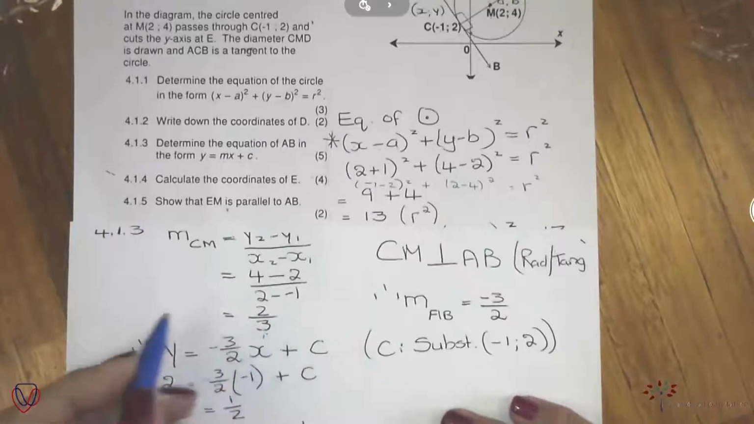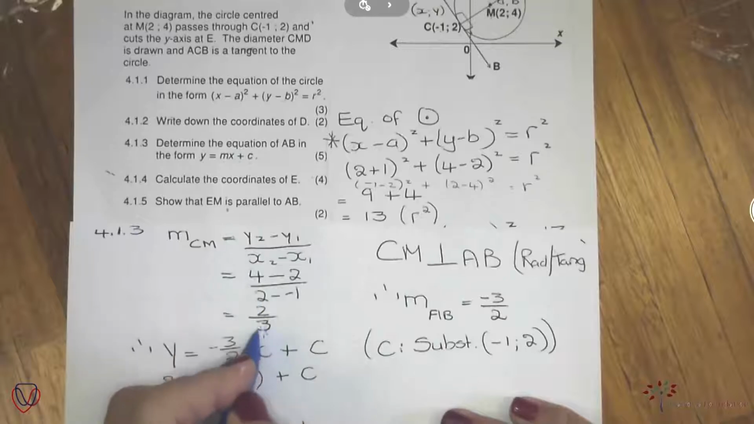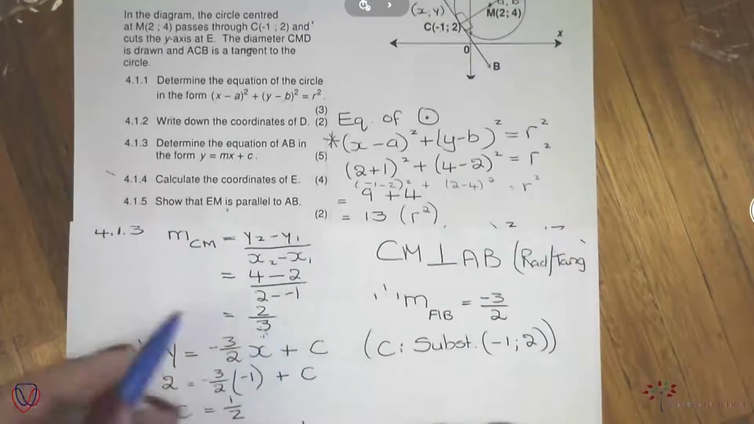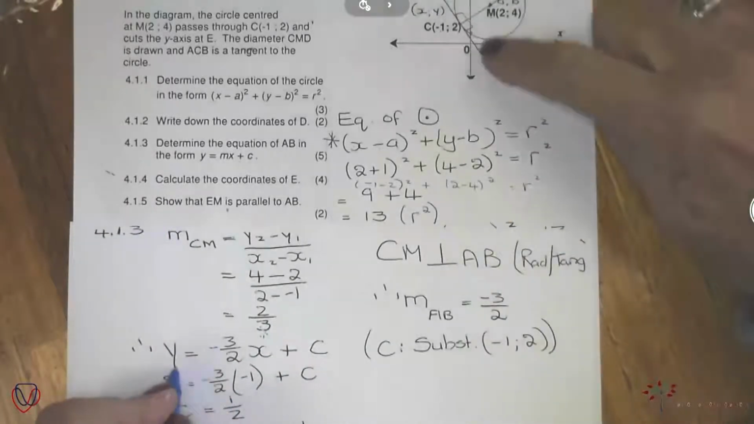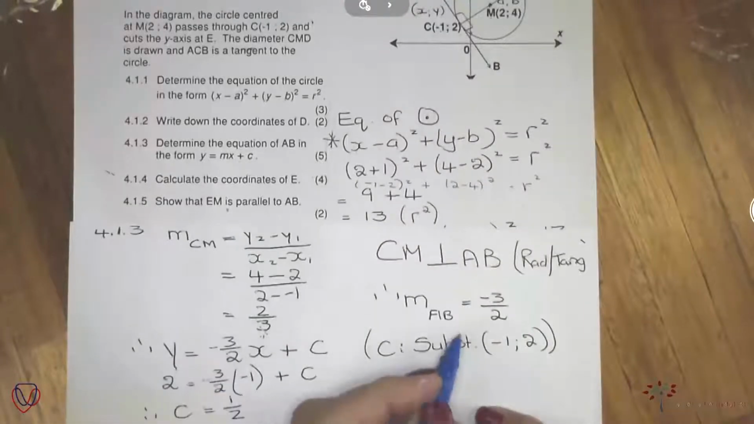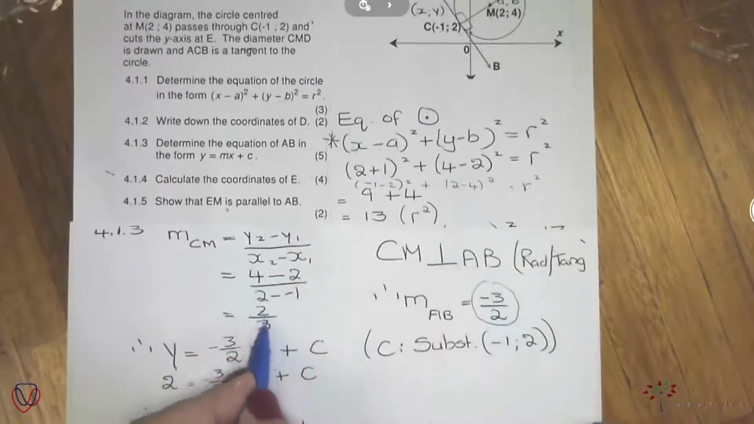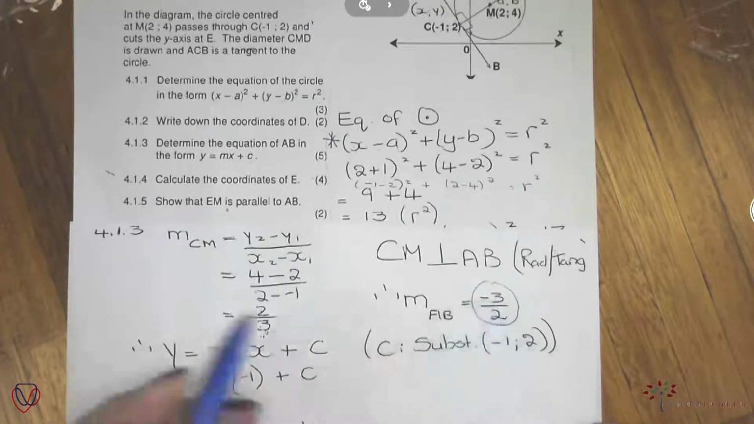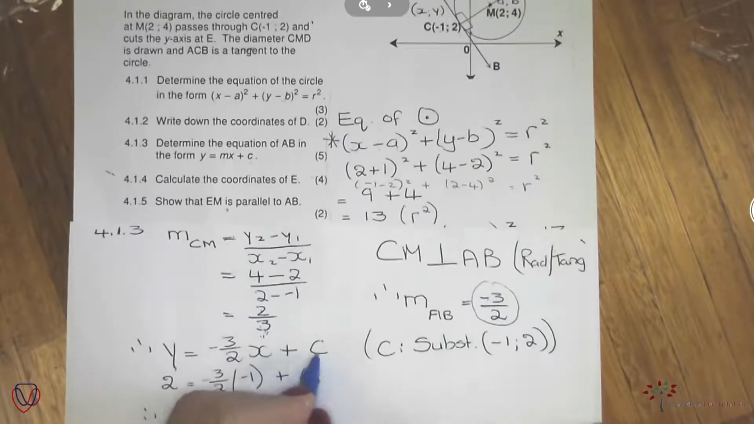Okay, I've just said this to you. The gradient of CM is 2 over 3. We calculated it by using the gradient formula. Then the gradient of the AB line will be the opposite of that one. You swap the x and the y and you put the opposite sign. So y is negative 3 over 2x plus c.